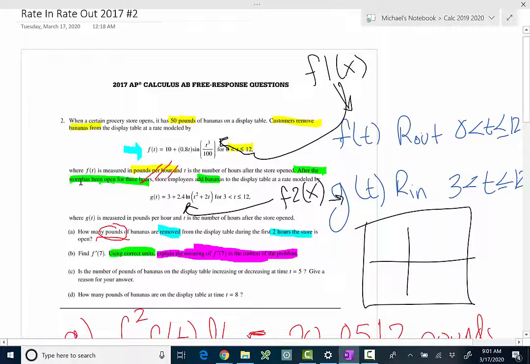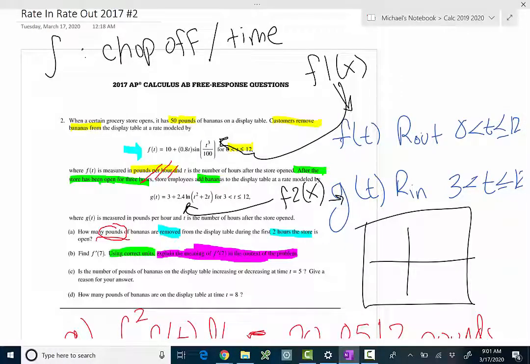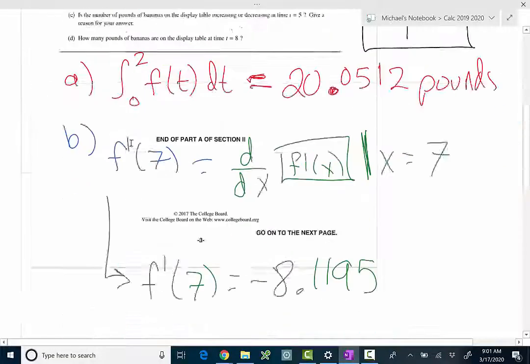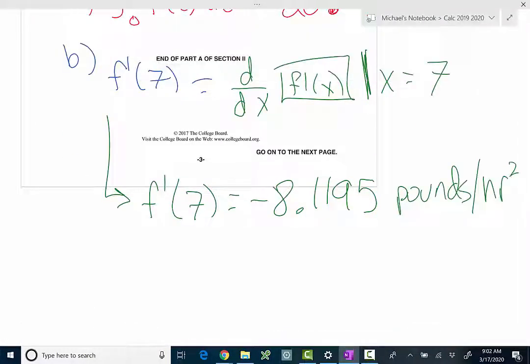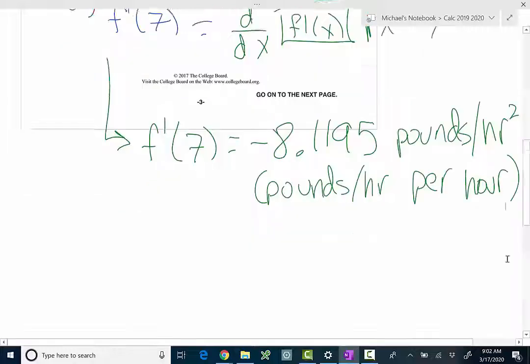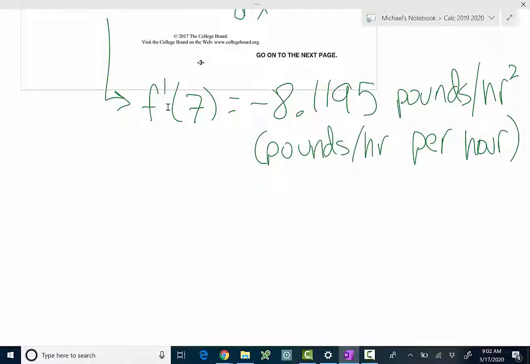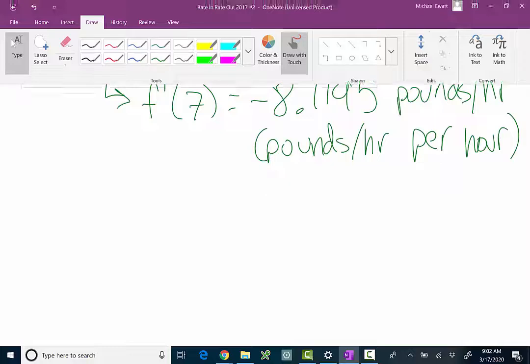So anyways, we take the derivative of this and we get that 8 point something number. And just a reminder that when we take the integral, we're going to chop off time. When we take the derivative, we're going to add on time. Since we're taking the derivative here, we need to add on a per hour.